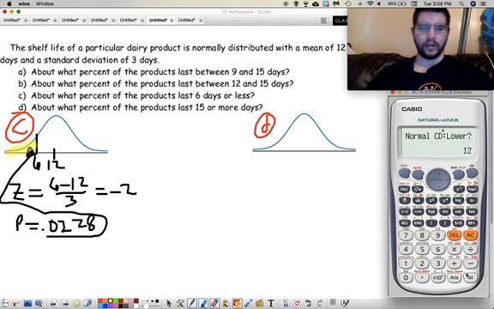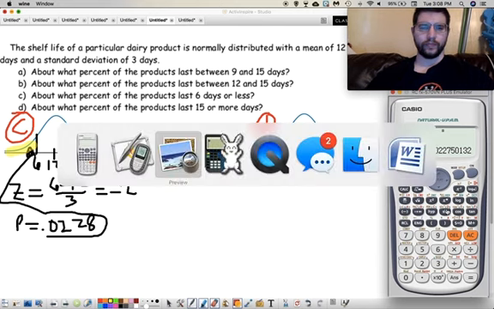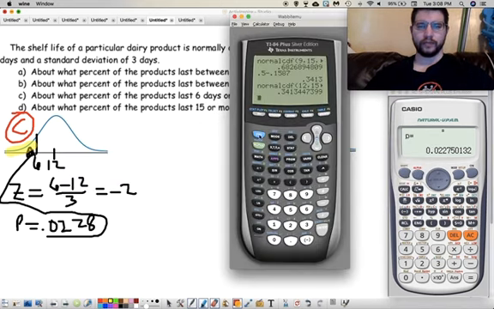Casio, lower bound is negative infinity. Upper bound is 6. Mean and standard deviation haven't changed. 0.02275, which does round to 0.0228. TI, lower bound, negative infinity, negative 99, 6, and those are not changed.